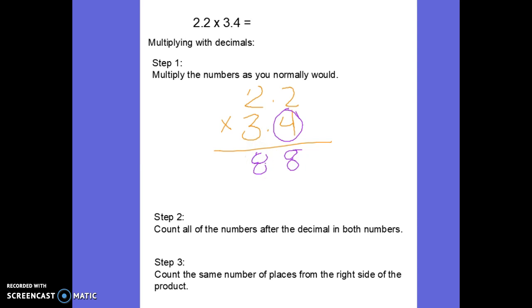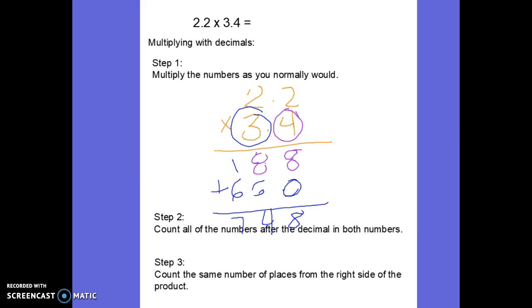Okay, then we move over to the next number, which is now in our tens place. When we do that, we have to make sure we add a 0 to show that we're multiplying by tens instead of ones. So now we multiply 3 times 2 is 6, and then 3 times 2 is 6. We add these together, 8 plus 6, 14, carry the 1 over, 6 plus 1 is 7. So we've multiplied our numbers.